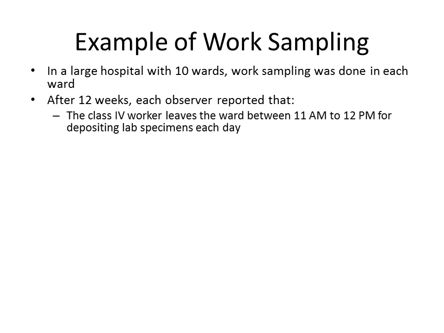A hypothetical example of work sampling has been given. In a large hospital with 10 wards, work sampling was done in each ward. After 12 weeks of observations, each observer reported that the class 4 worker leaves the ward between 11 am and 12 pm each day for depositing the lab specimens. And then he or she returns after an average of 1 hour 40 minutes.